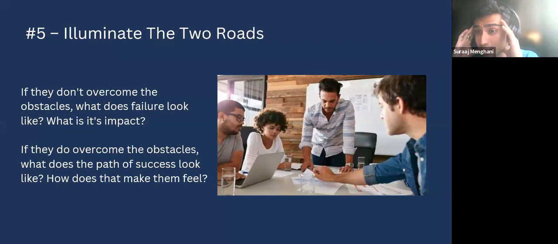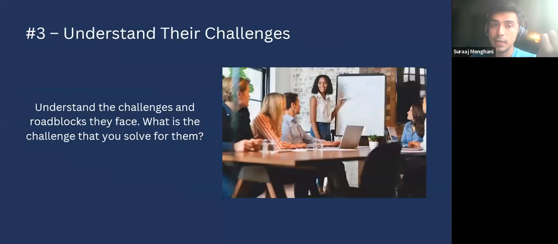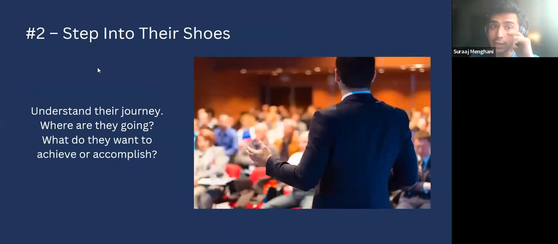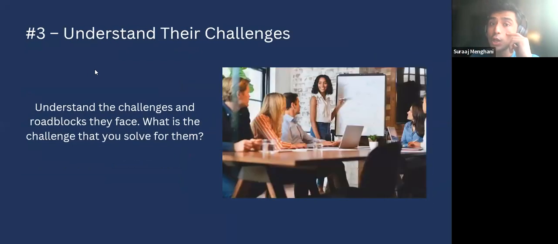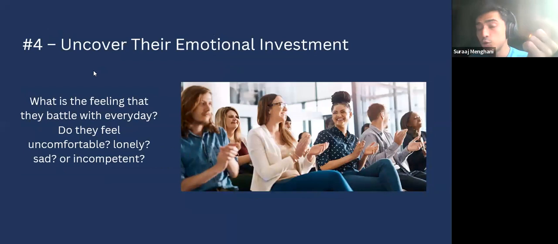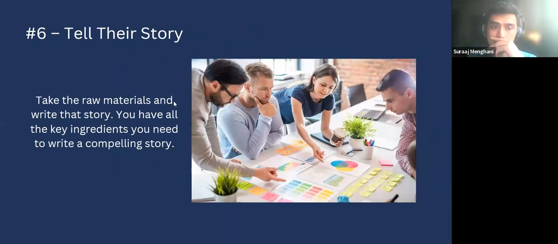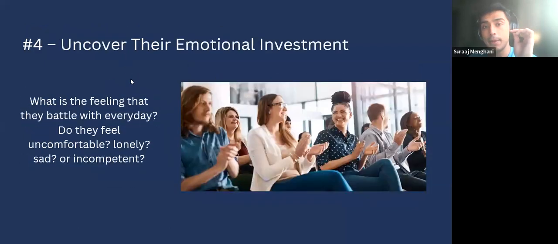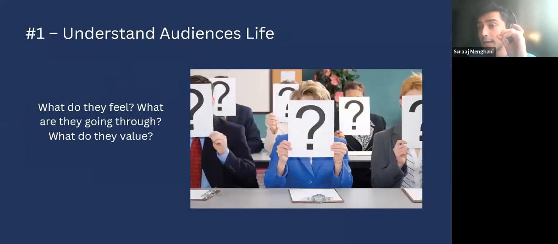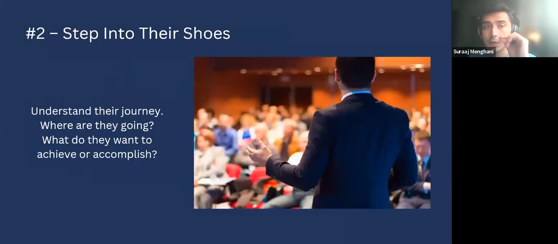That is how you decide at the end of the day. But the research you have to do irrespective, right? You're understanding the challenges, you're stepping into their shoes, you're uncovering their emotional investment, and you are also understanding how to illuminate the two roads. Okay. And eventually the sixth and the last point is tell the story. Now you have things in your hand, you have a ready-made weapon. This is a 5-step weapon strategy to craft your storytelling framework.